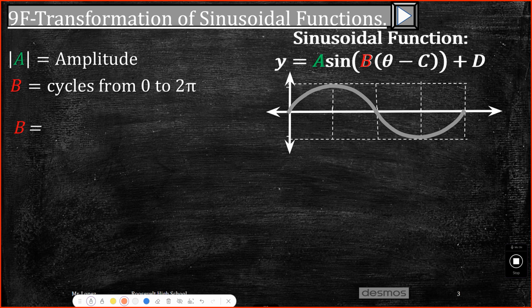The formula. Sometimes you will need the formula to find B. The formula is going to be B equals 2 pi over the period. So B is going to equal 2 pi over the period.